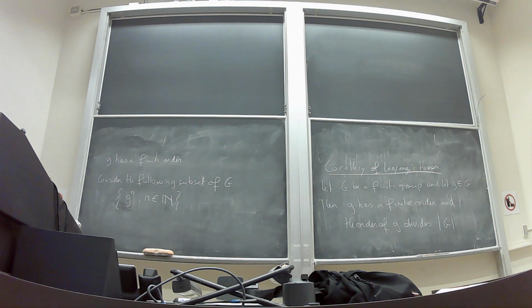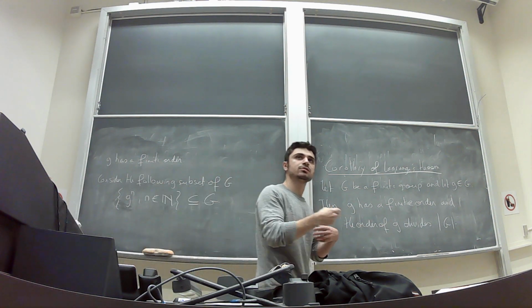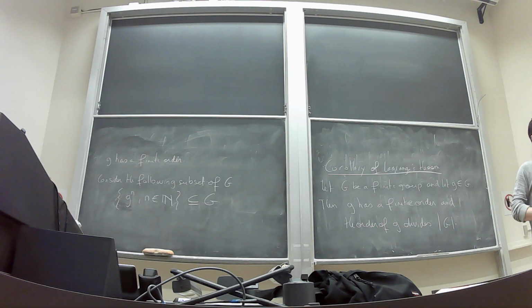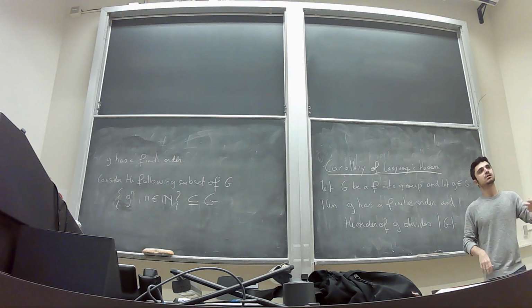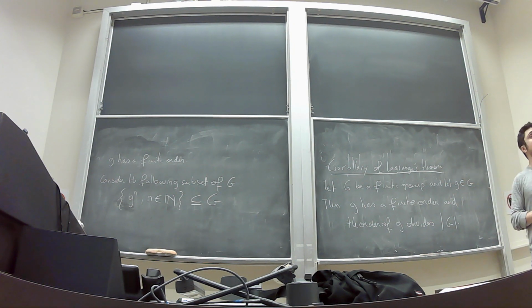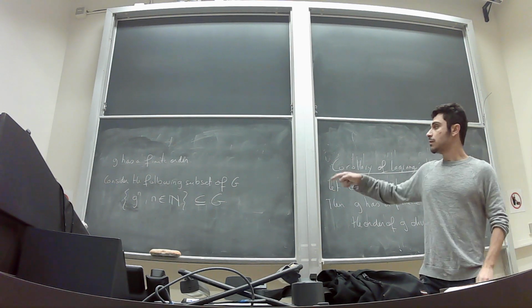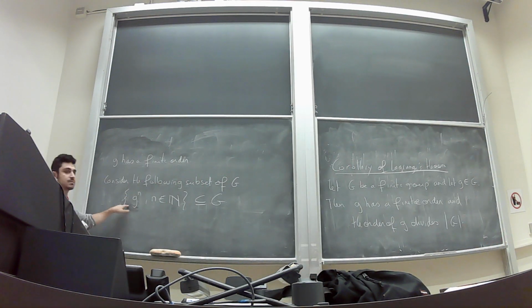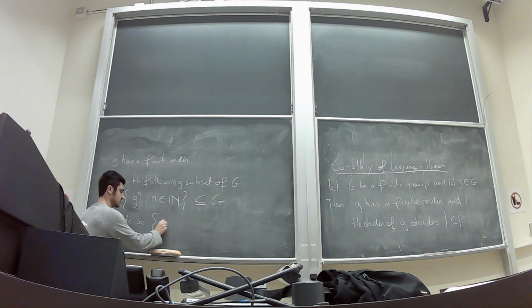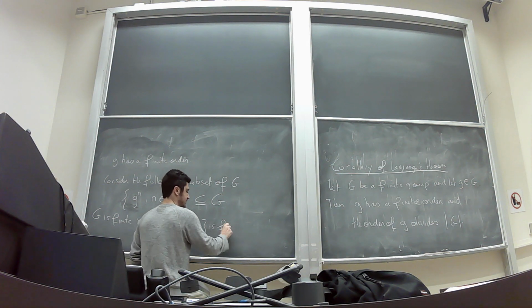You agree that this is a subset of G, right? G is a group, so you have closure under the binary operation. So g times g, g times g times g, g times g times g times g, until your breath runs out, are all in G, right? Great, so this is a subset of G. Now if G is finite, what can I say about this subset? It's finite. So the subset g to the n, as n belongs to the natural numbers, is finite.